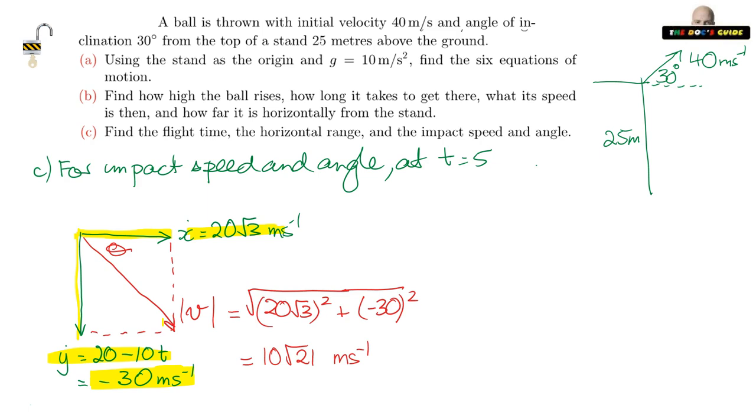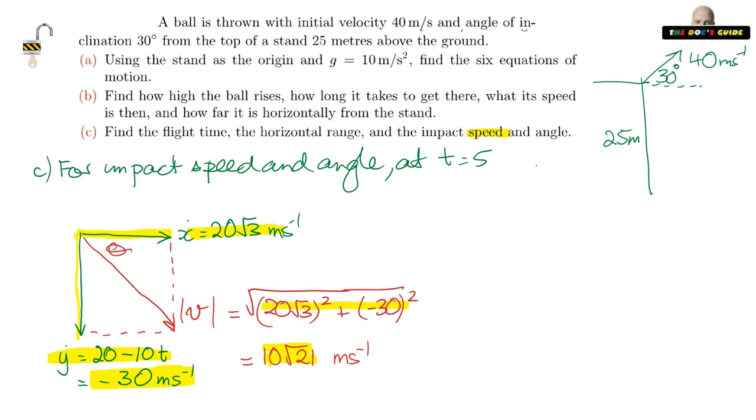So the magnitude, first of all, is simply given by the fact that we can combine these two sides here to get this diagonal, or in other words, use Pythagoras. So the length of that resultant vector, which is the magnitude of the velocity, or the impact speed, if we put it like that, is the square root of these two, which comes out to be, I think, 10 root 21 when we simplify that.